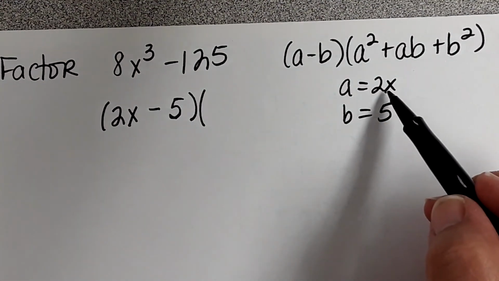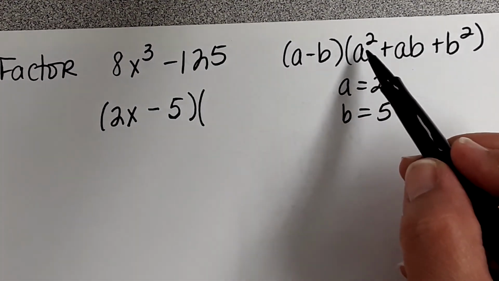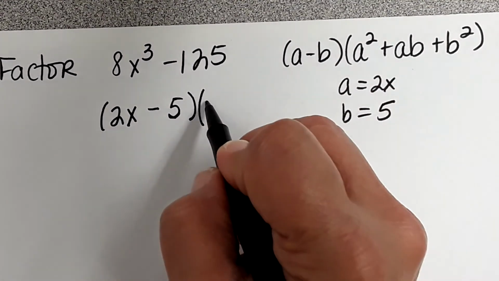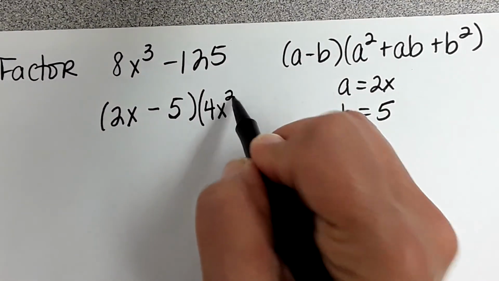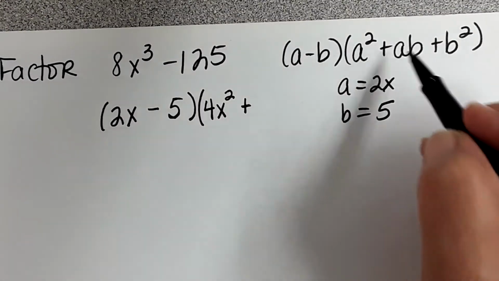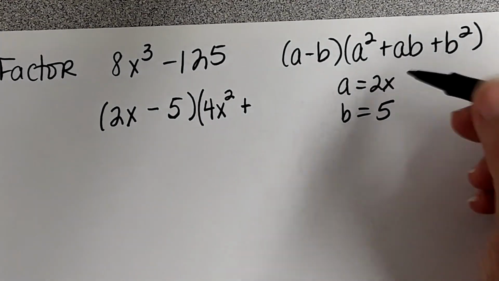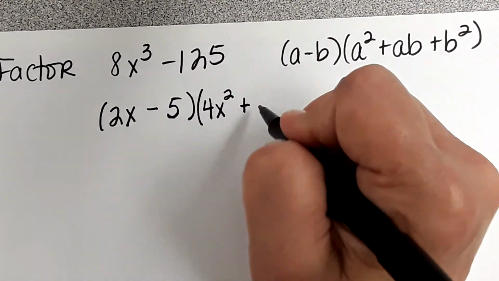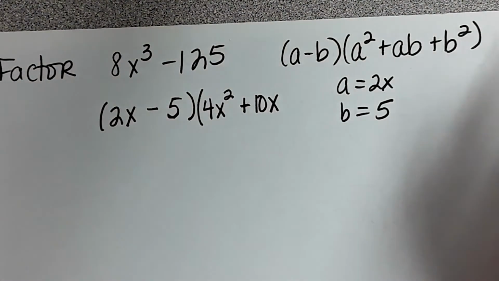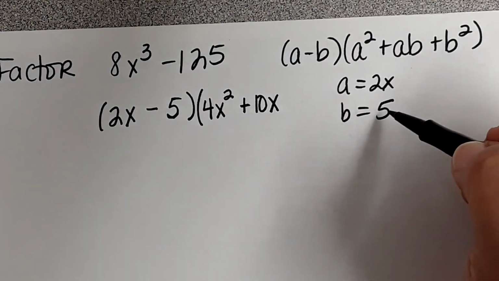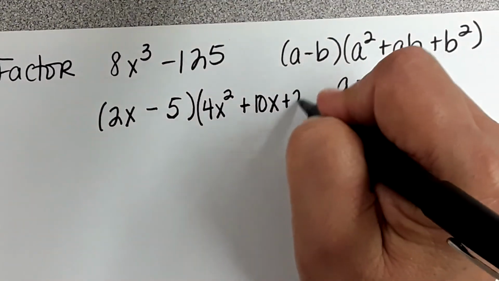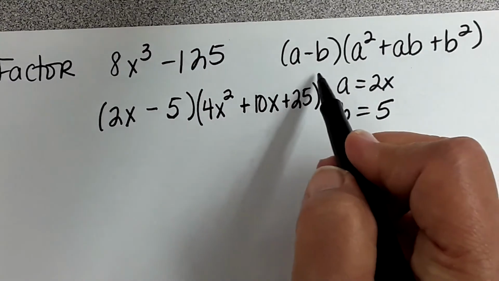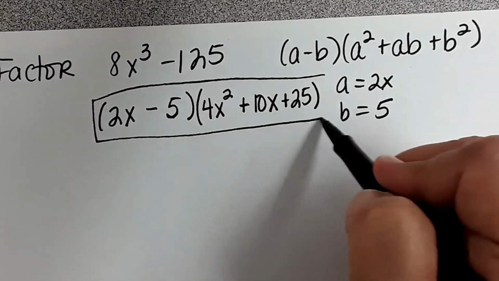Well, a is 2x. So a squared, 2x times 2x is 4x squared. Plus ab, that means a times b. 2x times 5 is 10x. And then 5 times 5 is 25. And that's how you factor it. That is my final answer.